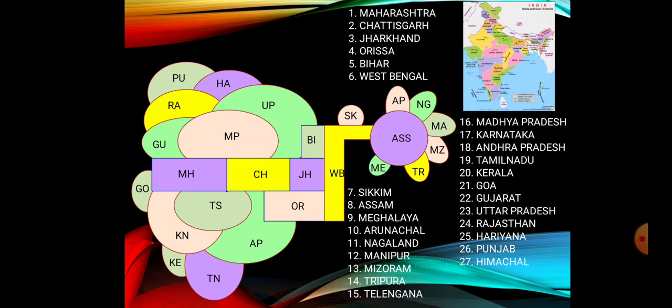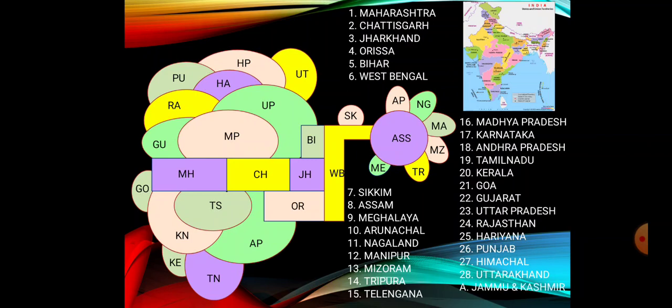Then there is Himachal Pradesh, which has border with Punjab, Haryana and Uttar Pradesh. Then there is Uttarakhand, which has border with Himachal Pradesh and Uttar Pradesh. Then there is the Union Territory of Jammu and Kashmir, which has Punjab, Haryana and Himachal Pradesh as borders. Then I have Ladakh, the Union Territory of Ladakh, which has a border with Jammu and Kashmir and Himachal Pradesh only. So in this fashion, we can draw all the states and have a good idea about which state is having a border with which other states.